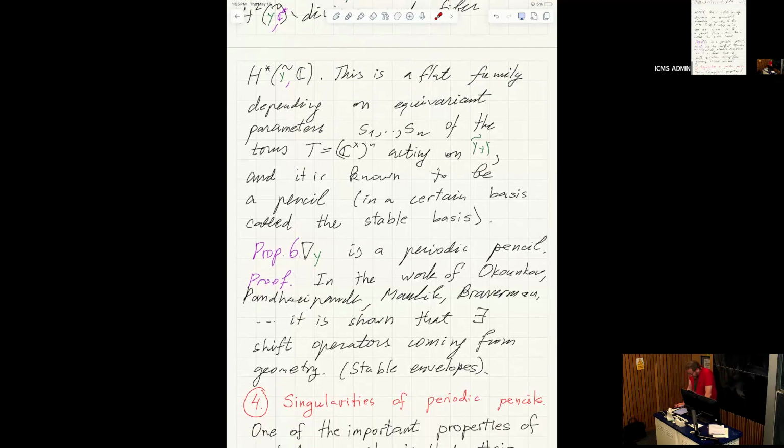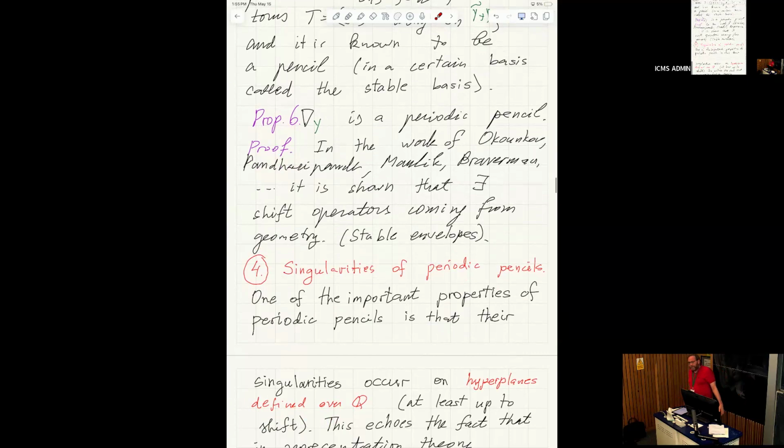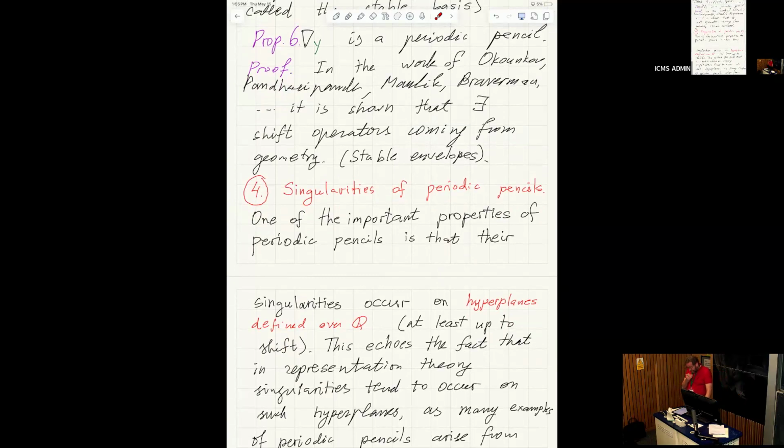Okay. So what is so remarkable about these pencils? Well, one of the important properties is that singularities of pencils occur on very restricted kinds of subsets, which are hyperplanes defined over the rational numbers, which means that the linear equation of the hyperplane has rational coefficients. Maybe the constant term, I don't know how to prove that it has rational coefficients, although this is very likely. Constant term is rational, but the linear terms, I can prove they are rational.